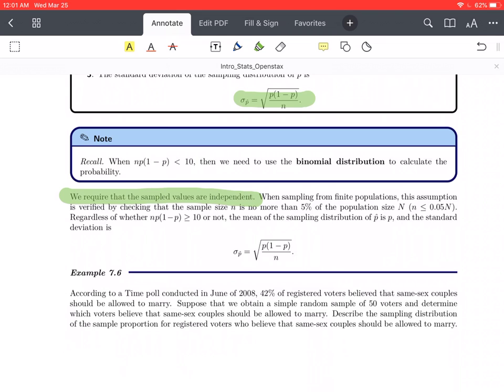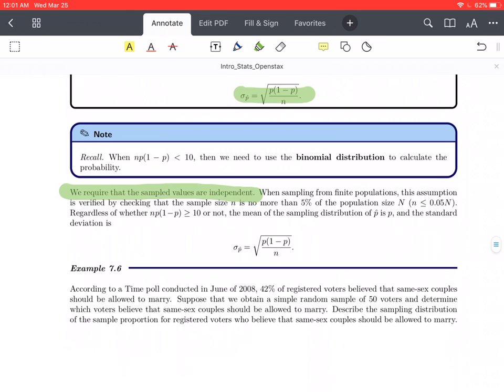So if we're sampling the entire country, and you can't sample the entire country, right, you want to make sure that you don't take too big of a population size sample, because then you can start getting unexpected dependencies in there.